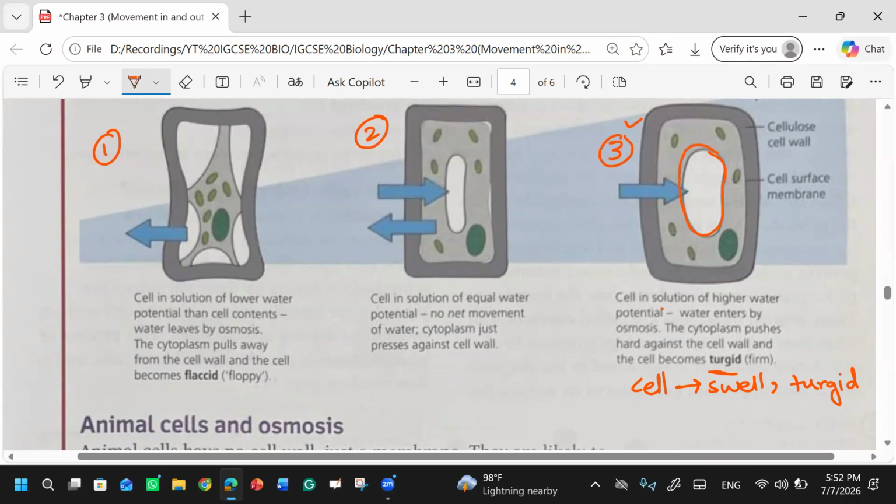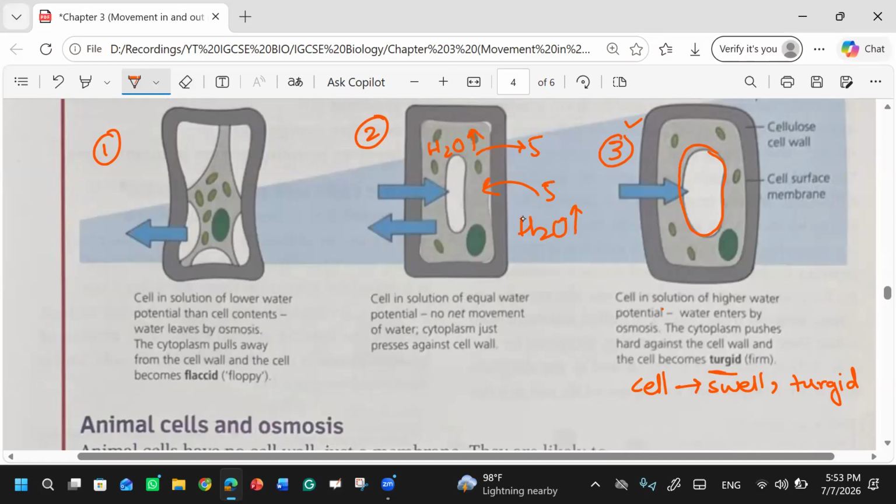Then we have the second solution. In this they have mentioned a cell in a solution of equal water potential. Now they have mentioned that outside and inside water potential is equal. So what will happen? Will there be a movement? There will be movement, but you will not say that there is a net change. Basically, if five molecules of water are leaving, five will enter at the same time. That's why there will be no net movement.